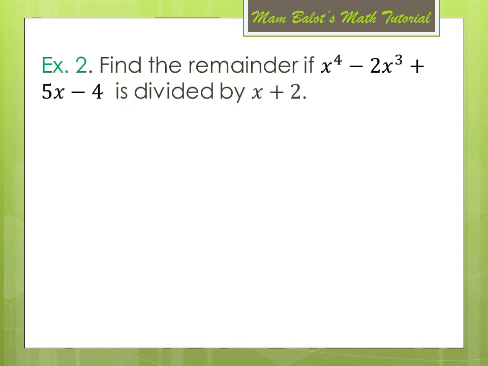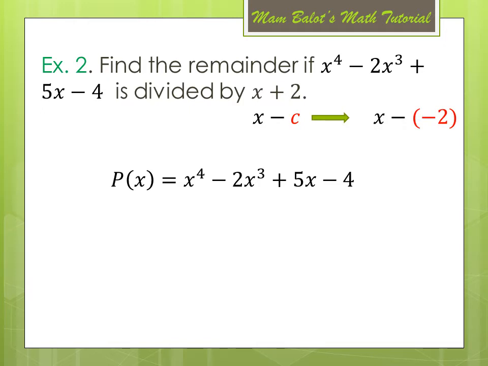Example 2. Find the remainder if x to the fourth minus 2x cubed plus 5x minus 4 is divided by x plus 2. So our p of x here is x to the fourth minus 2x cubed plus 5x minus 4. Now, what is our c here? Since our divisor is x plus 2, and we have an x minus c format, we will convert that one into x minus negative 2. So our c here is equal to negative 2. So we will be solving for p of negative 2.